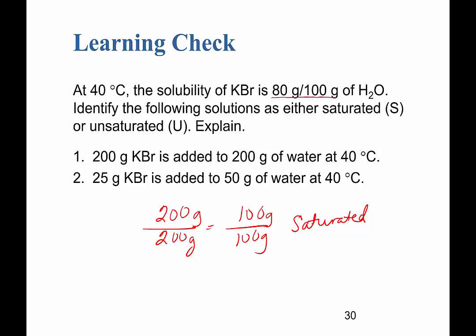Now in this case, I have 25 grams in 50 grams of water. So in 100 grams of water, that'd be times 2, so that would be 50 grams. 80 is telling me how much will dissolve. I'm trying to dissolve less than 80, so this is going to be unsaturated.